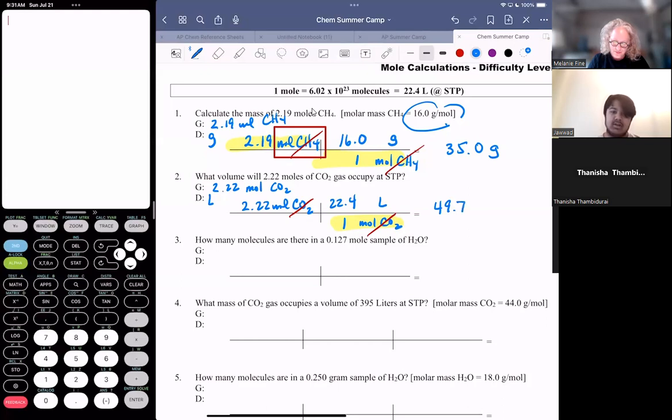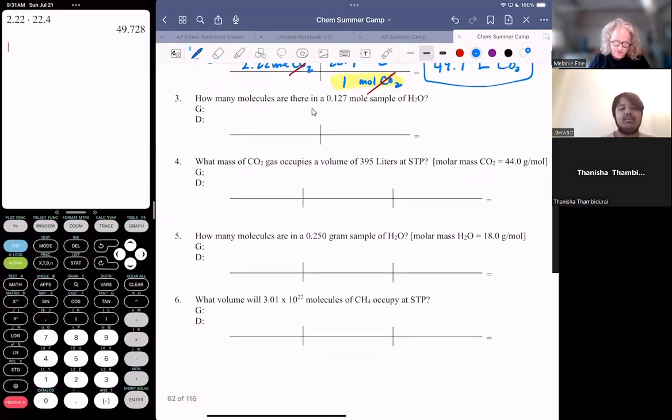49.7 liters. Is that the right amount of sig figs? It is. I'm just putting it in the calculator to confirm the numbers. Perfect. Okay. Let's skip. Let's go to number 5. Okay.